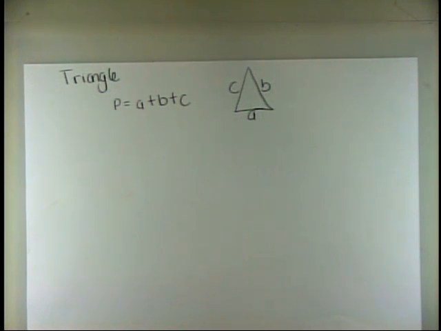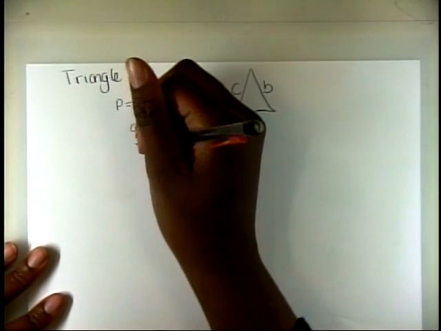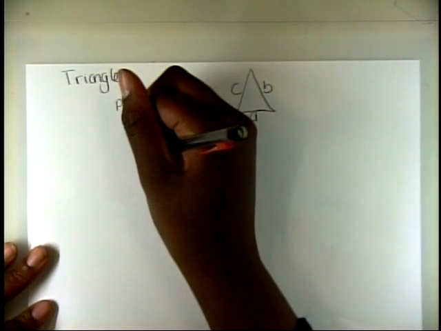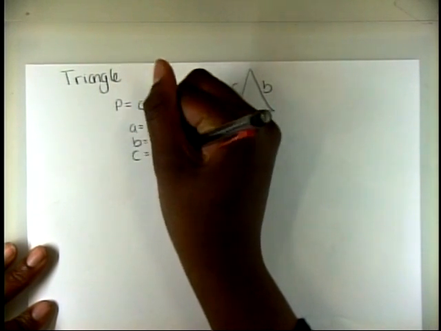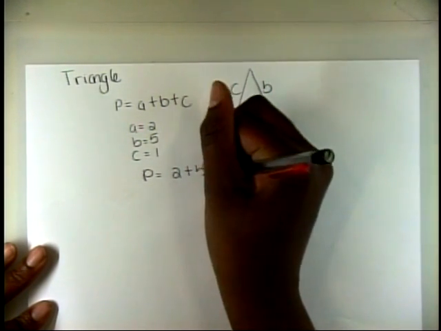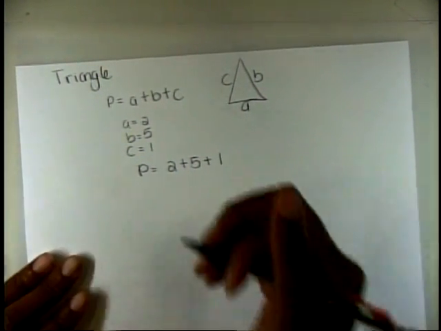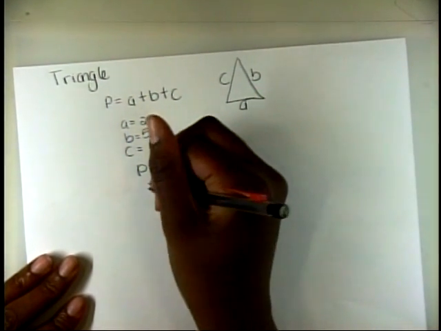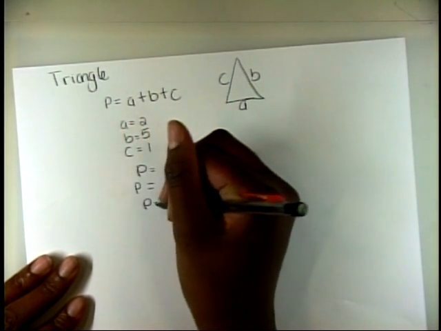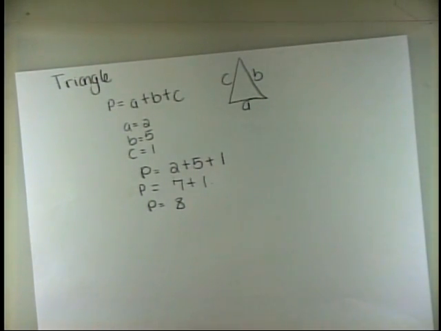If I wanted to find the perimeter of the triangle, I would say A equals 2, B equals 5, C equals 1. Now if I plug in 2 plus 5 plus 1, I should have 2 plus 5 is 7 plus 1. 7 plus 1 will give me 8. The perimeter of the triangle is 8.